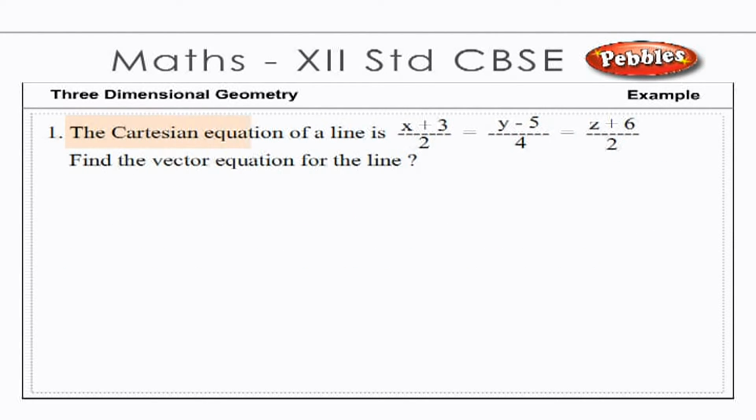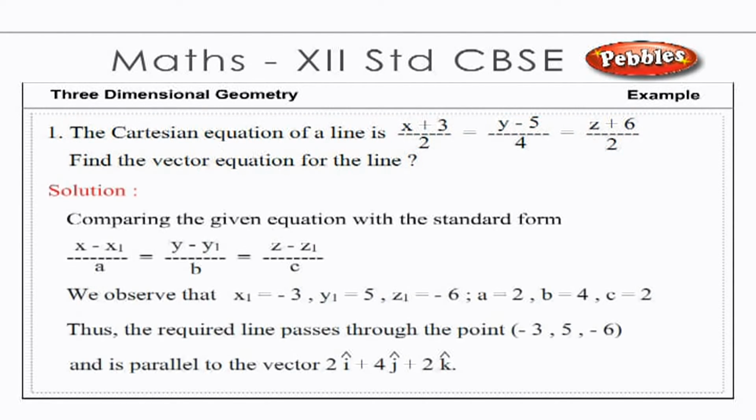The Cartesian equation of a line is (x plus 3) by 2 is equal to (y minus 5) by 4 is equal to (z plus 6) by 2. Find the vector equation for the line. Solution. Comparing the given equation with the standard form, (x minus x1) by a is equal to (y minus y1) by b is equal to (z minus z1) by c.